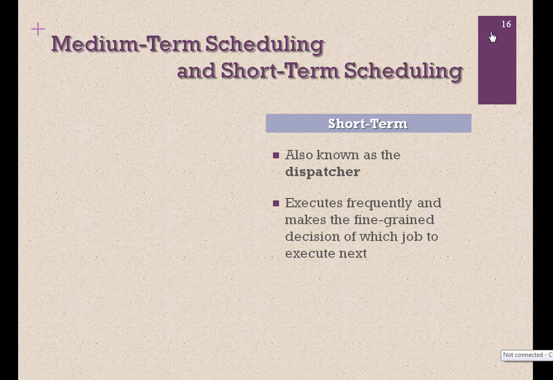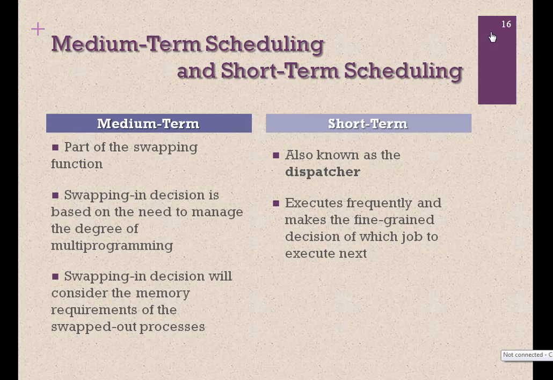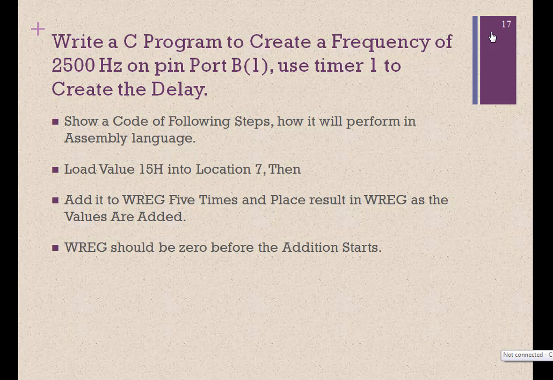It executes frequently and makes the fine-grained decision of which job to execute next. Medium-term scheduling is part of the swapping function. The swapping-in decision is based on the need to manage the degree of multiprogramming, so it will consider the memory requirements of the swapped-out processes.